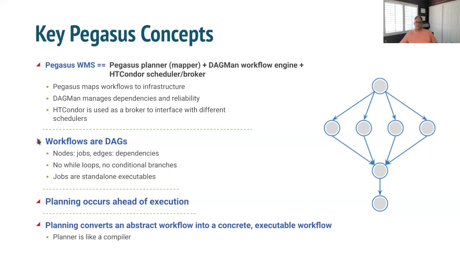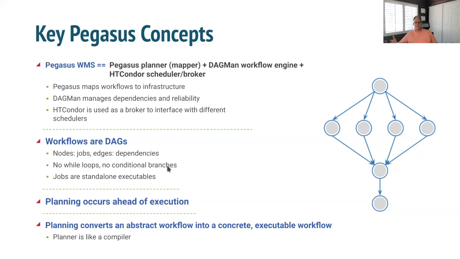We just talked about this. They are DAGs with the nodes being jobs, the edges being dependencies. And the dependencies of Pegasus can be inferred, so if you just list the inputs and outputs of these nodes, Pegasus will build a structure for you.